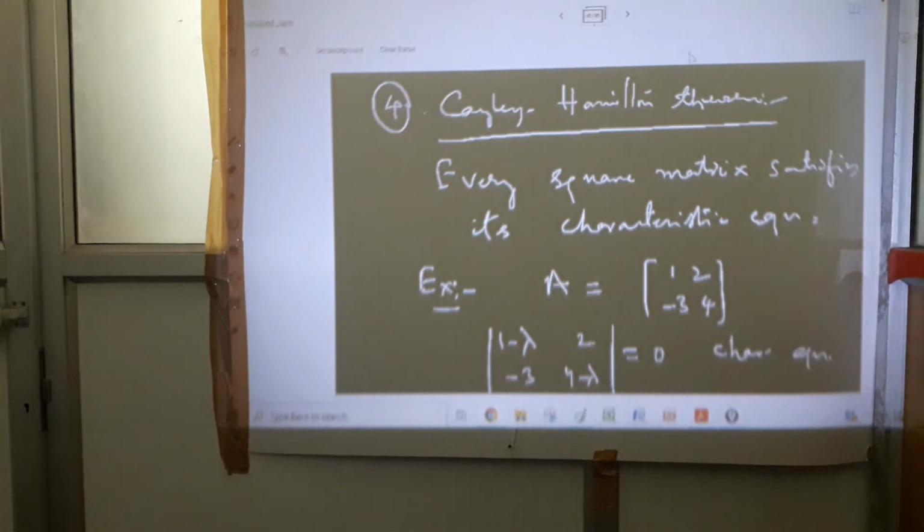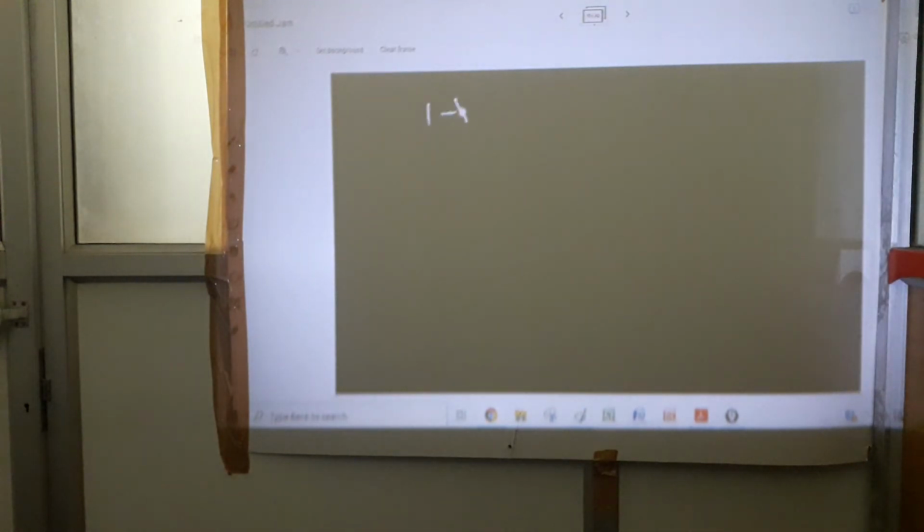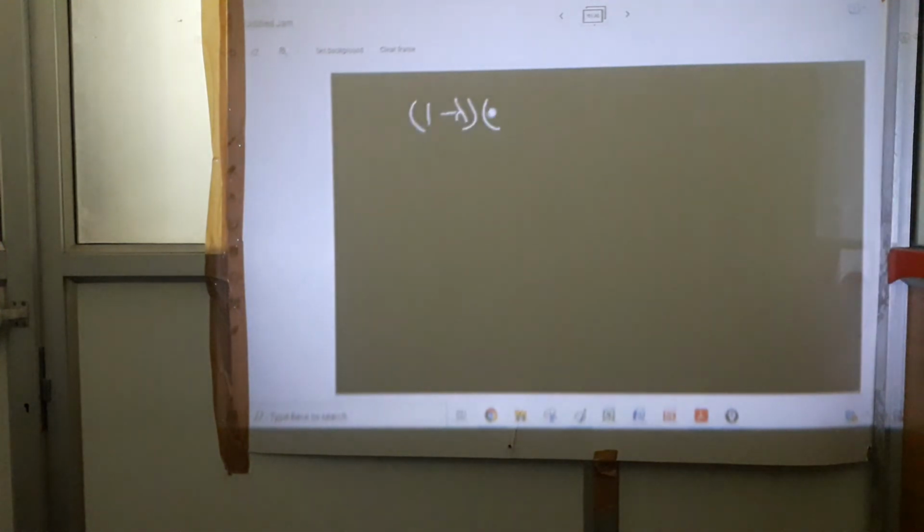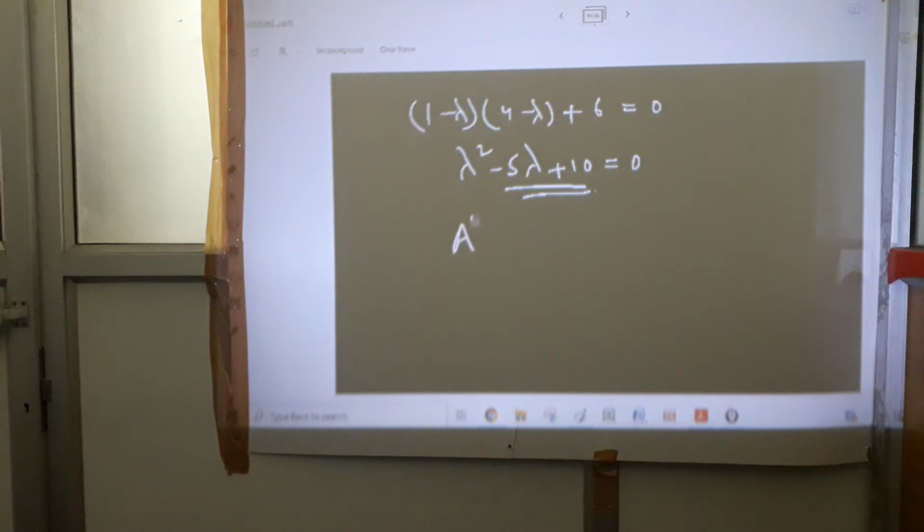Now if we simplify this, how much will you get? 1 minus lambda into 4 minus lambda plus 6 equal to 0. That is nothing but lambda square minus 4 lambda minus lambda, that will become minus 5 lambda, and it is plus 4 plus 6, that is plus 10, equal to 0. So what happens is A square minus 5A plus 10I, actually it is lambda power 0 here, 10 lambda power 0, and lambda power 0 is to be written as A power 0. A power 0 is nothing but the identity matrix, that is equal to 0. So we need to prove this one.